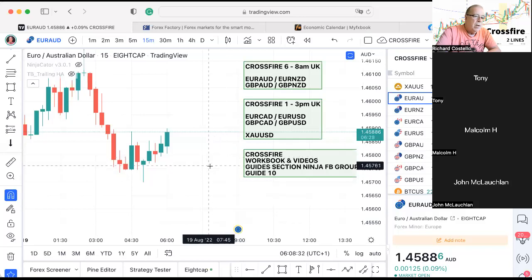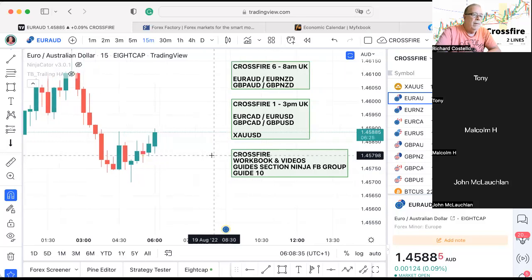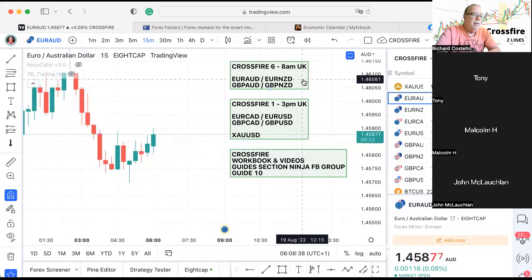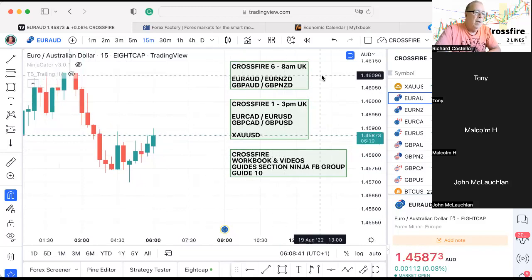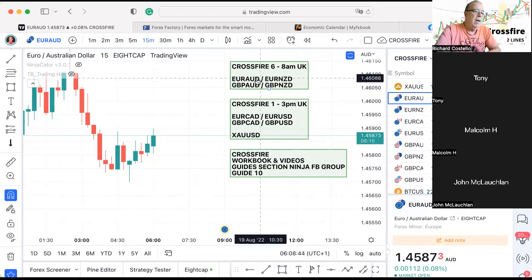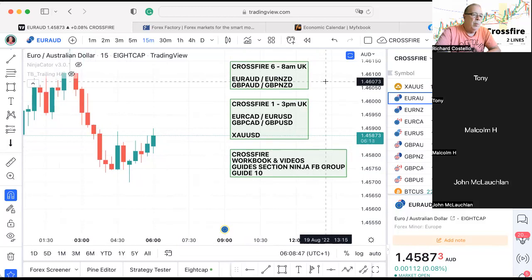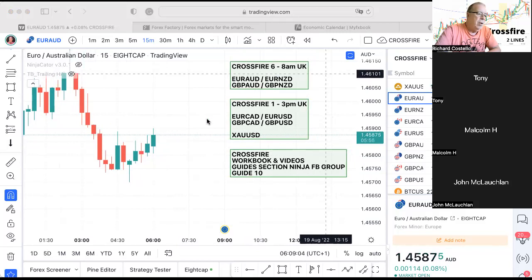So what we do with Crossfire, for anybody who's new, at 6 a.m. we look at four Forex pairs, being AUD, NZD, and GBP EUR. The reason for that is that there's a handover from the Asian market to the London market. The London market opens at 8 a.m. So there's a little bit of price manipulation to get price where they want it to be for the start of the London market, and we take advantage of that.